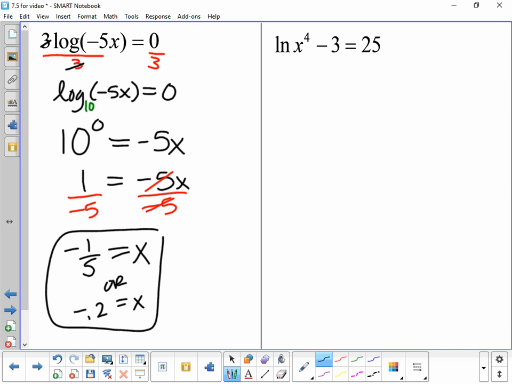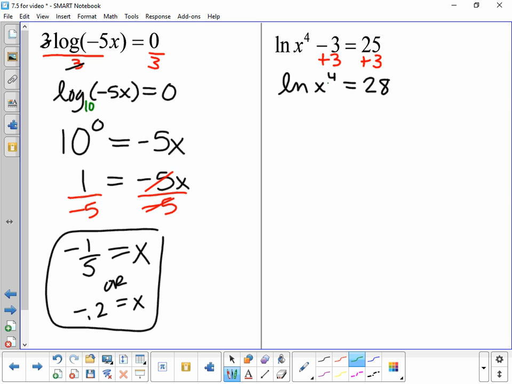Okay, another equation. The natural log of x to the 4th power minus 3 is equal to 25. There's not any grouping here, so it's understood that the argument of the log is just the x to the 4th power. So we'll start this problem by adding 3. So we have the natural log of x to the 4th is equal to 28.